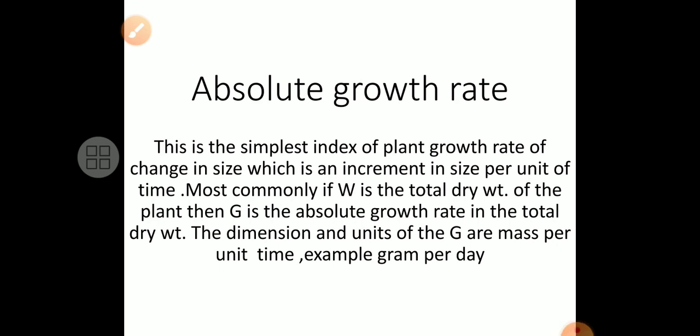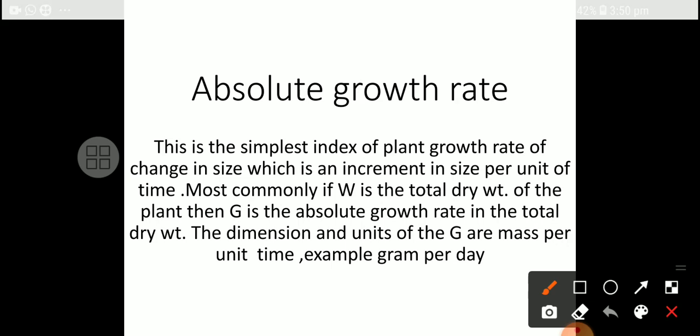rate at which the total growth took place. This is the simplest index of plant growth, the rate of change in size, which is an increment in size per unit of time. You have to keep this in mind.